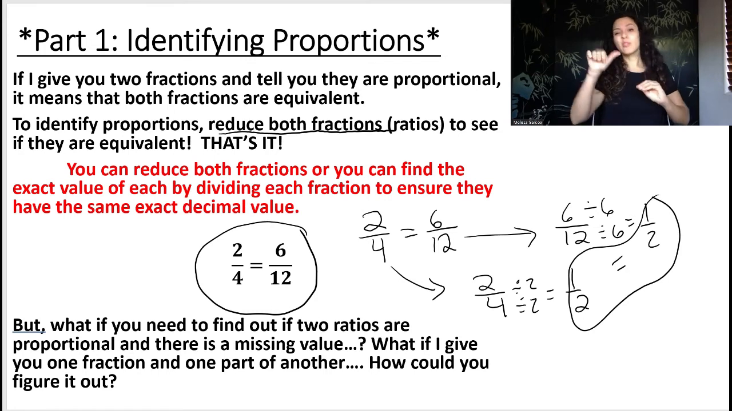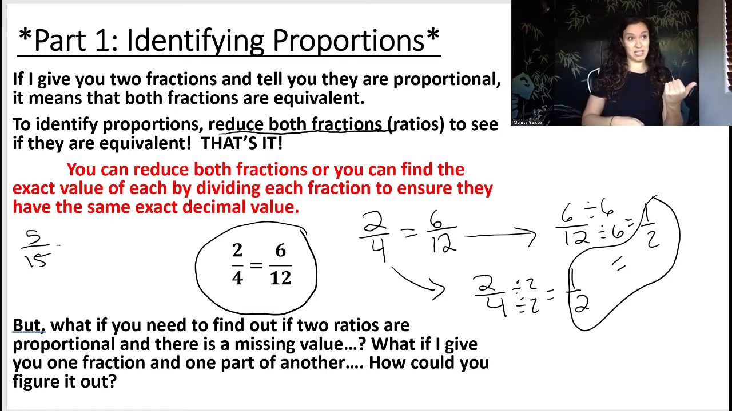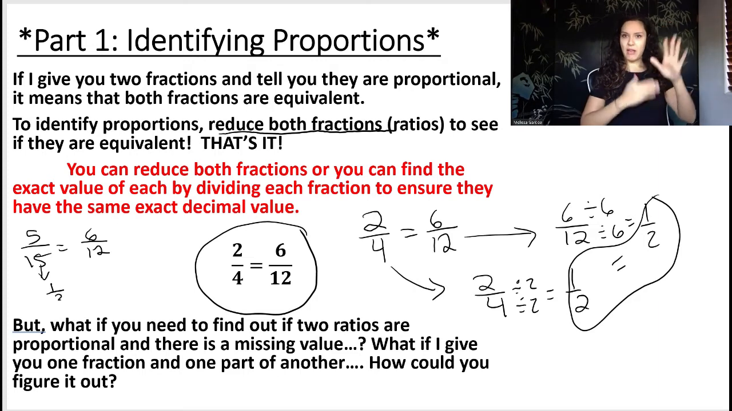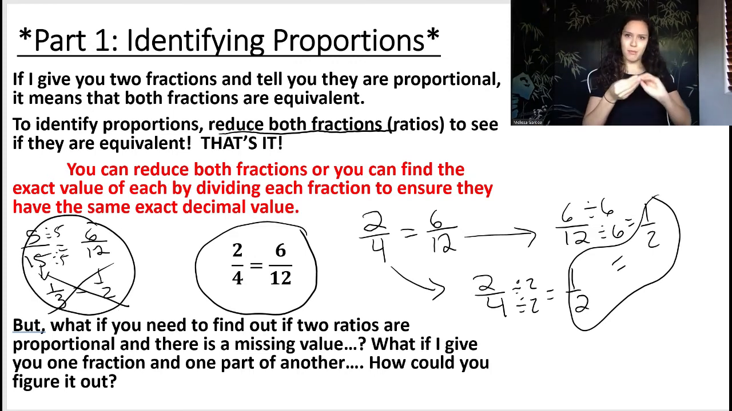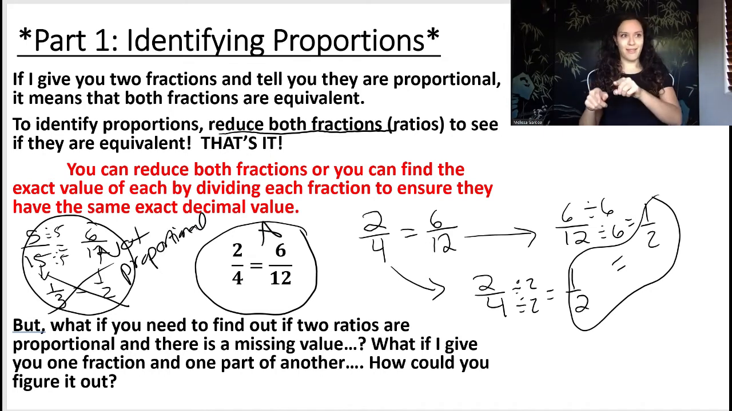If I had a number where I said 5 out of 15 is equal to 6 out of 12, well, this can simplify to 1/3 because I can divide by 5 top and bottom. So I'm saying 1/3 is equal to 6/12. Well, we said 6/12 was 1/2. 1/3 is not equal to 1/2, so that's not proportional. Right here, this is an example of being not proportional. This is an example of being proportional because they both equal 1/2.